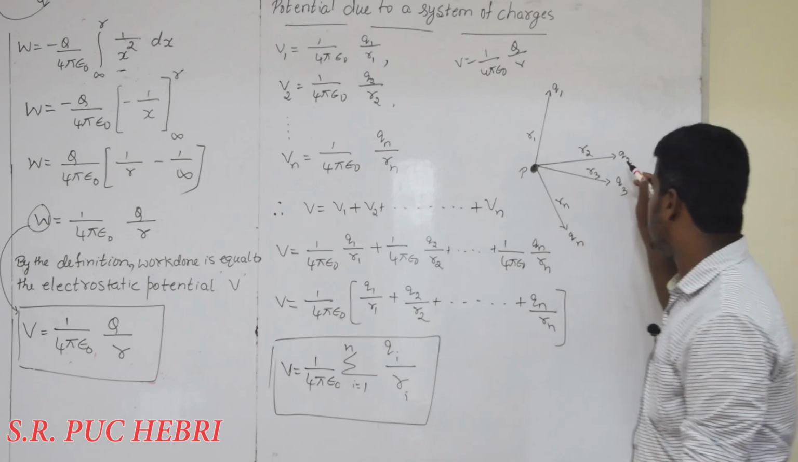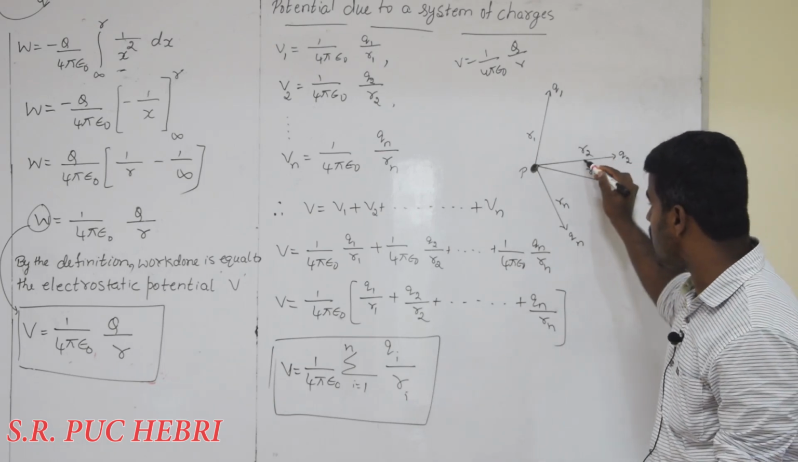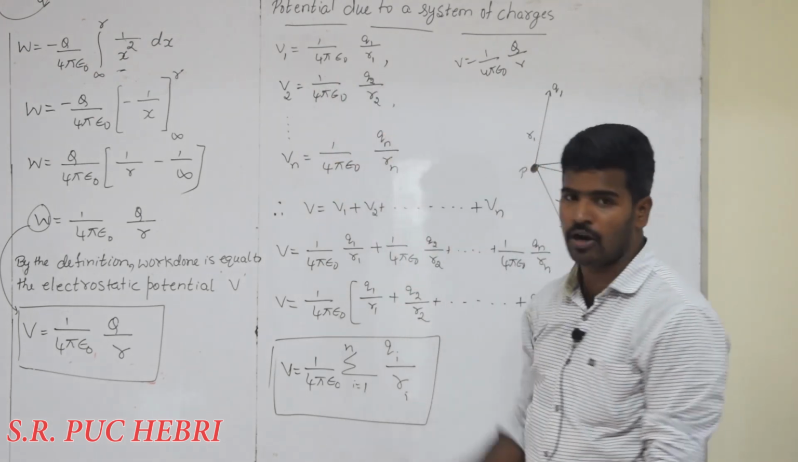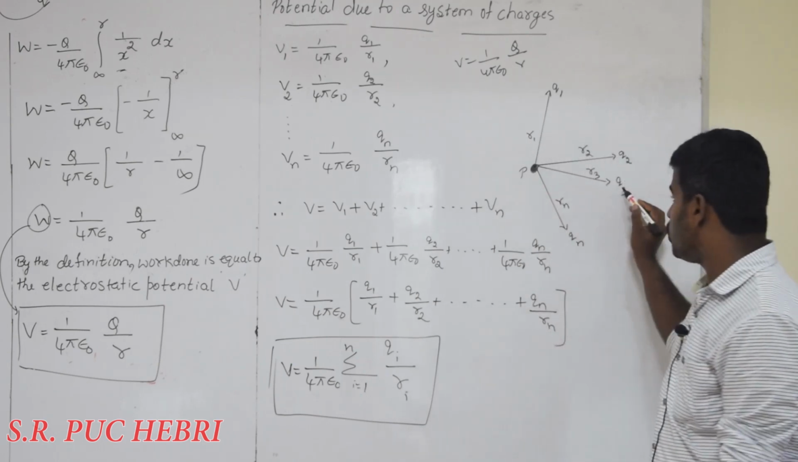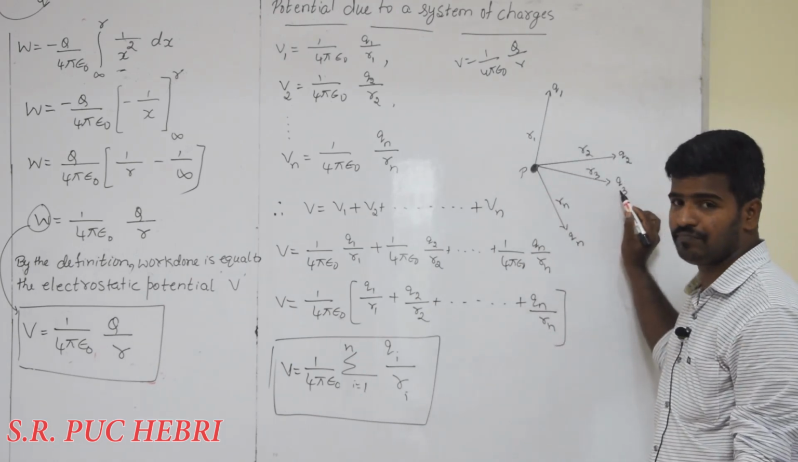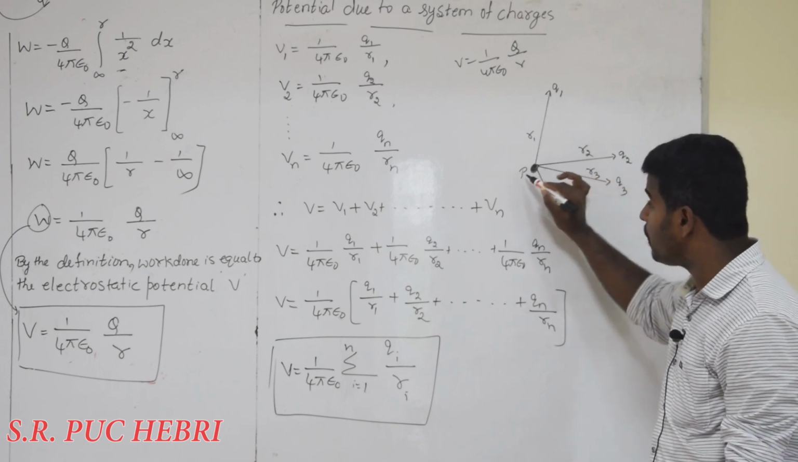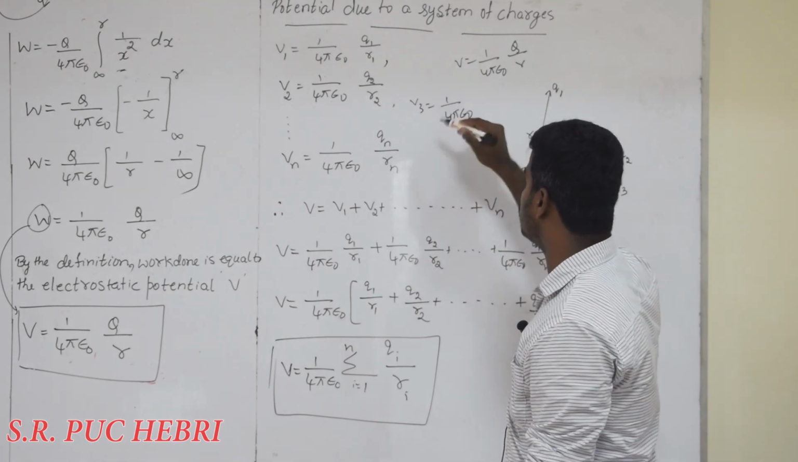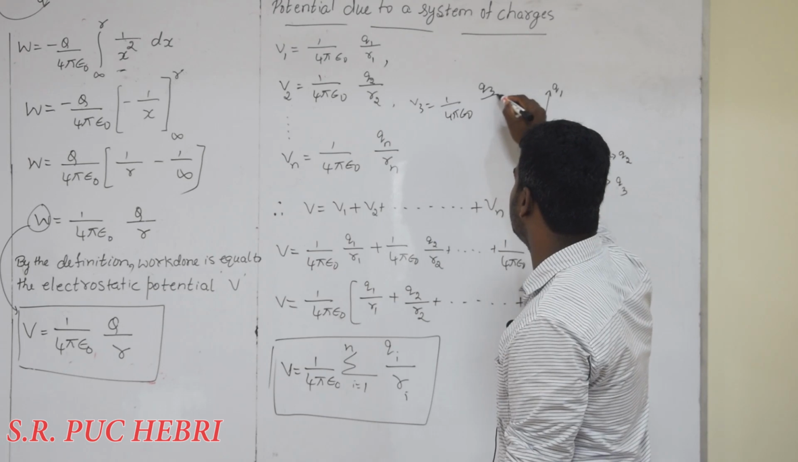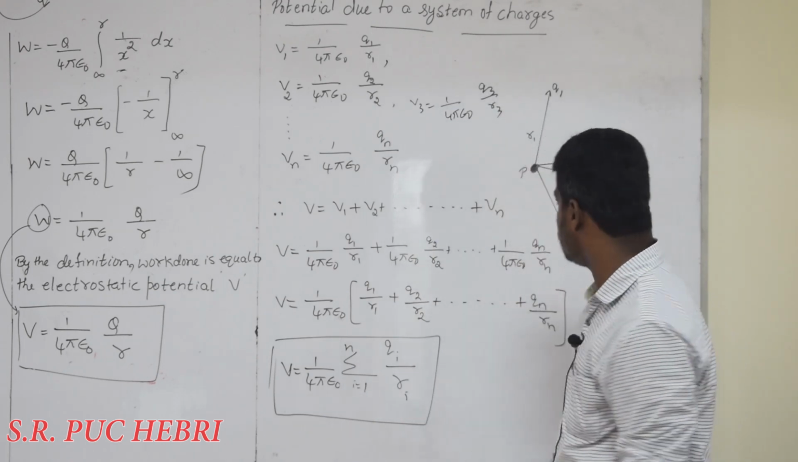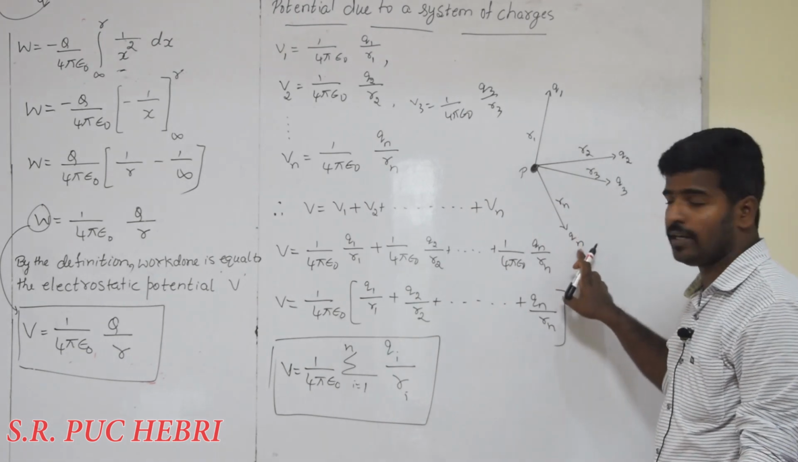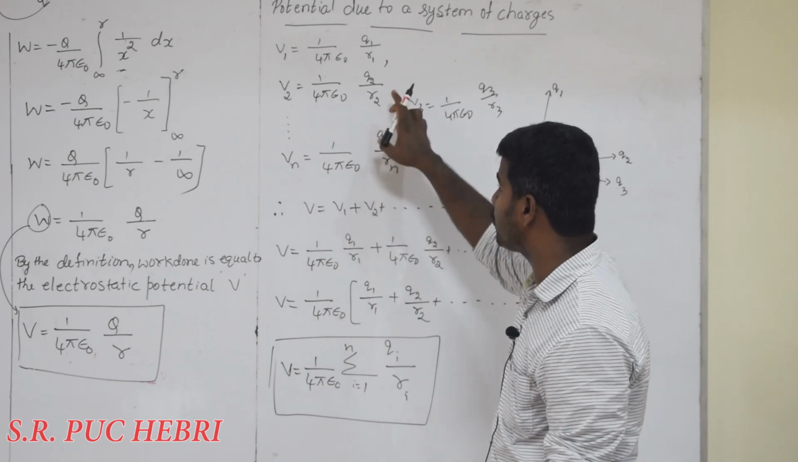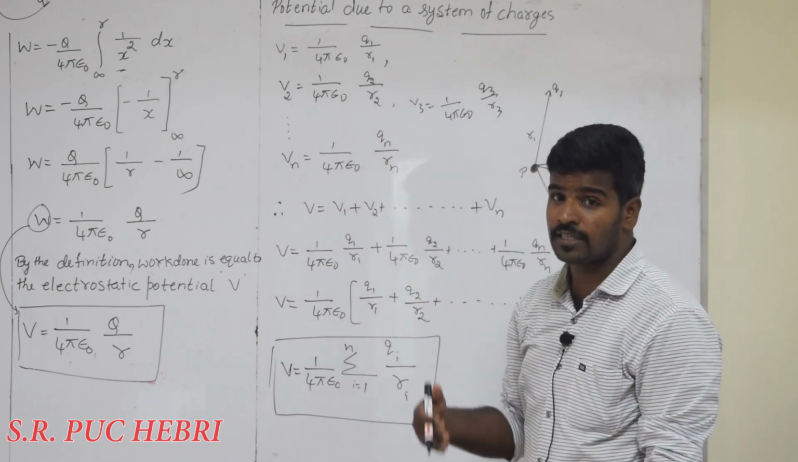As well as the potential due to the charge Q2 at a distance R2 from the point P, that is V2 is equal to 1 by 4 pi epsilon naught Q2 divided by R2. Then the potential due to the charge Q3 at a distance R3 from the point P is given by the general expression, V3 is equal to 1 by 4 pi epsilon naught Q3 divided by R3. Then the potential at P due to the charge Qn at a distance Rn, Vn is equal to 1 by 4 pi epsilon naught, in the place of Q1, Q2, Q3 we write Qn, since there are n number of charges, divided by Rn.